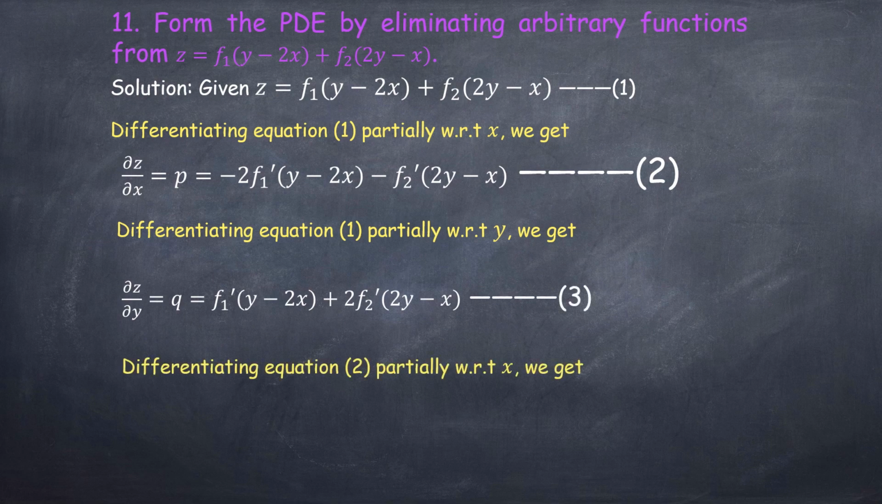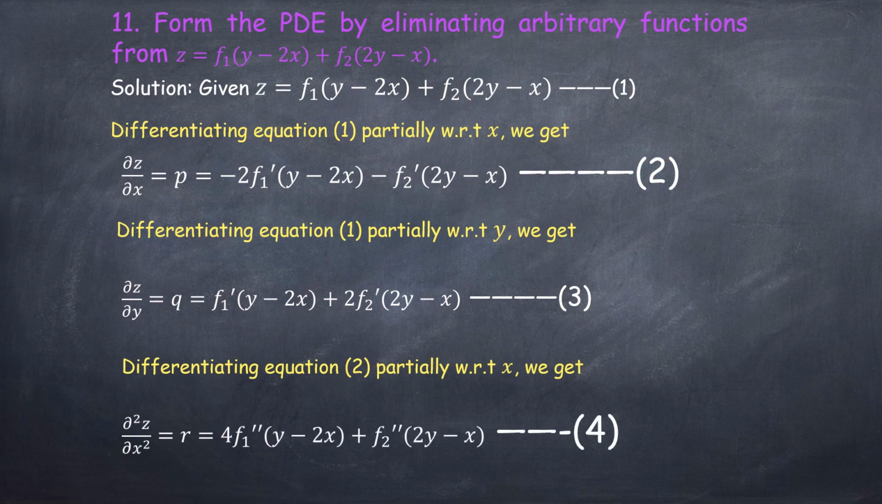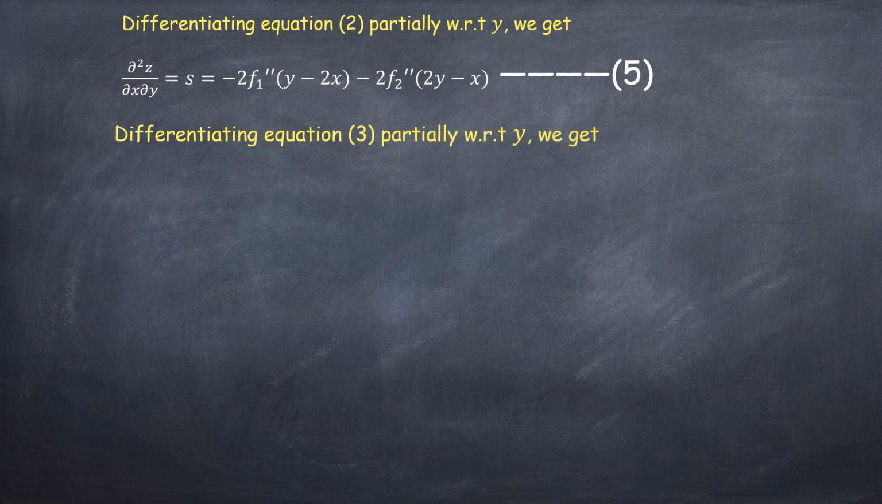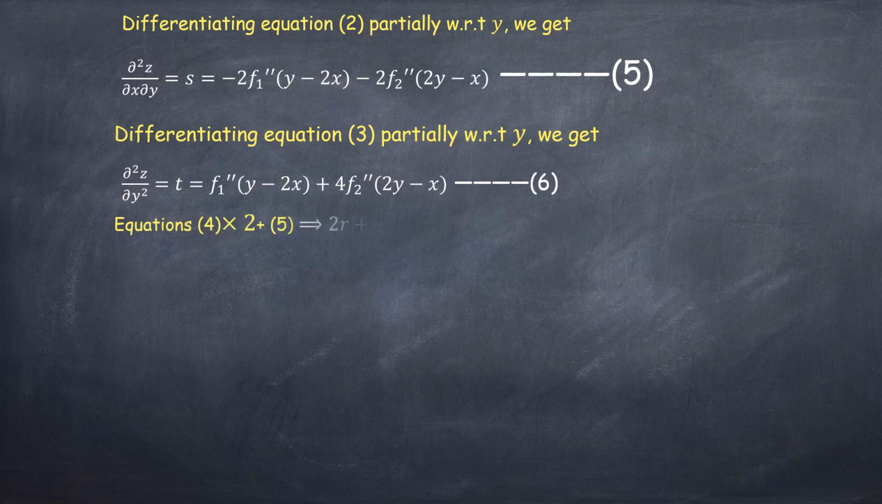2 partially with respect to x will give 4 f1 double dash plus 4 f2 double dash. Okay. 2 with respect to y will give minus 2 f1 double dash plus 2 f2 double dash. 3 with respect to y will give f1 double dash plus f2 double dash. Again, equations number 4, 5, 6 contain all the second order partial derivatives. So I will add or subtract by multiplying by a suitable constant. I will consider like this: I will multiply equation number 4 by 2 and I will add it with equation number 5.